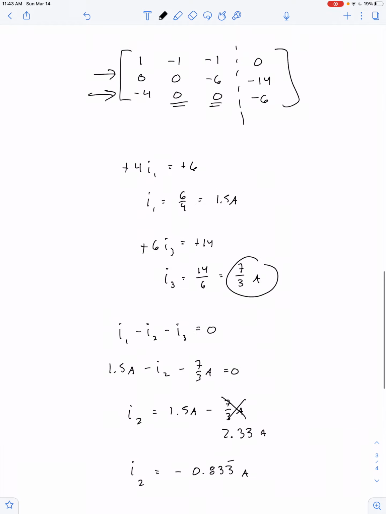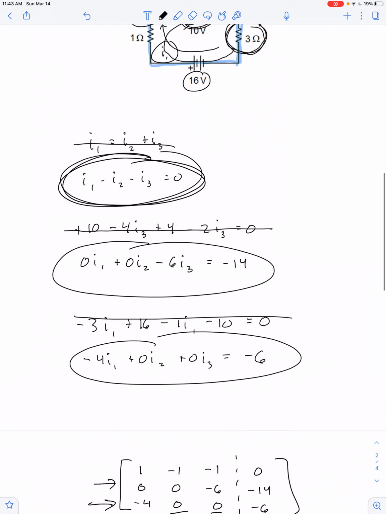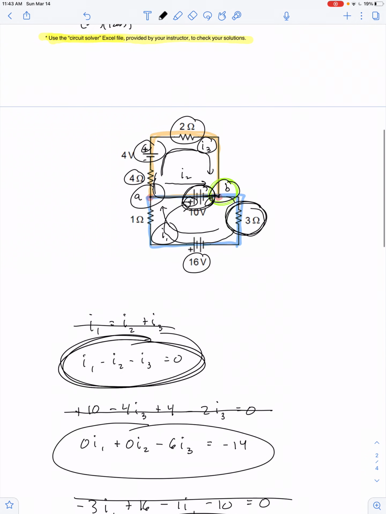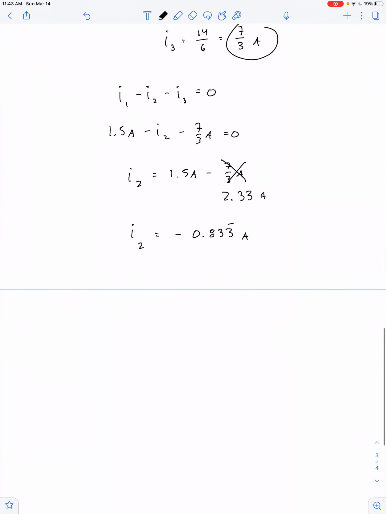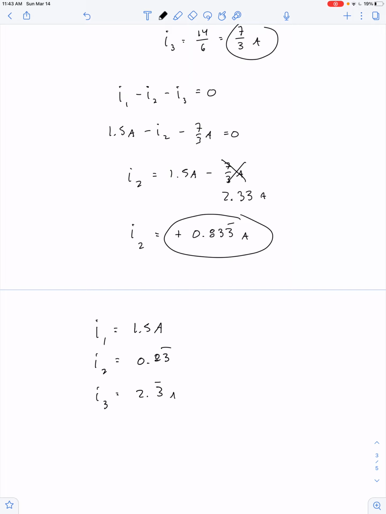Shh, don't tell anybody. Now that I'm done solving for all of my currents, we'll keep this our little secret. I'm just going to fix this I2 right here and change the direction of the arrow this way. And then I'll say, just kidding, it's really positive 0.833. So there we have it. I know all of my currents. I1 is 1.5 amps. I2 is 0.83 repeating amps. And I3 is equal to 2.3 repeating.